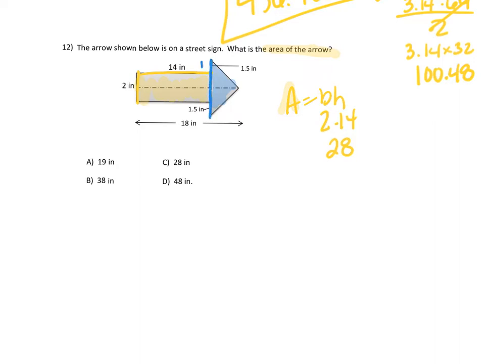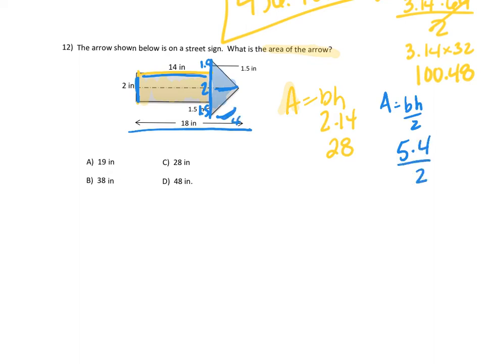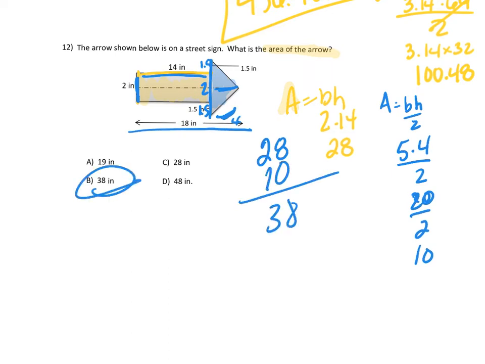So we get that. This is saying it's 1.5. This carries over from this. So this is 2 and 1.5 makes 3.5. 3.5 is the base. The height is right here. Well, if this is 14, the whole thing is 18. What's left right here? Well, it's 4. 5 times 4 is 20. Divided by 2 is 10. So we have 28 plus 10, which is 38. Okay? So there we go. We have 38 on that one.